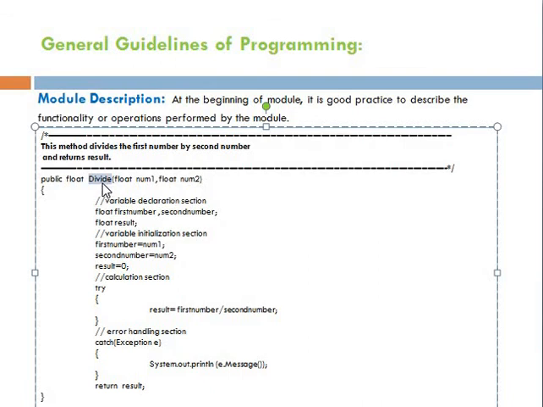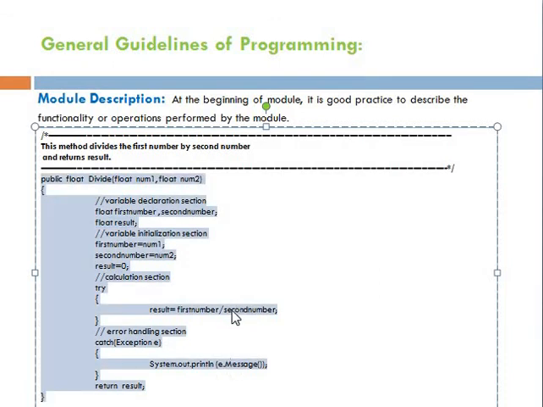Now since this method called divide has a return type called float, it is returning a floating point value at the end, and that is the value of the variable called result, and this is indicated by the statement return result. The variable result has been declared with the data type float in the variable declaration section.